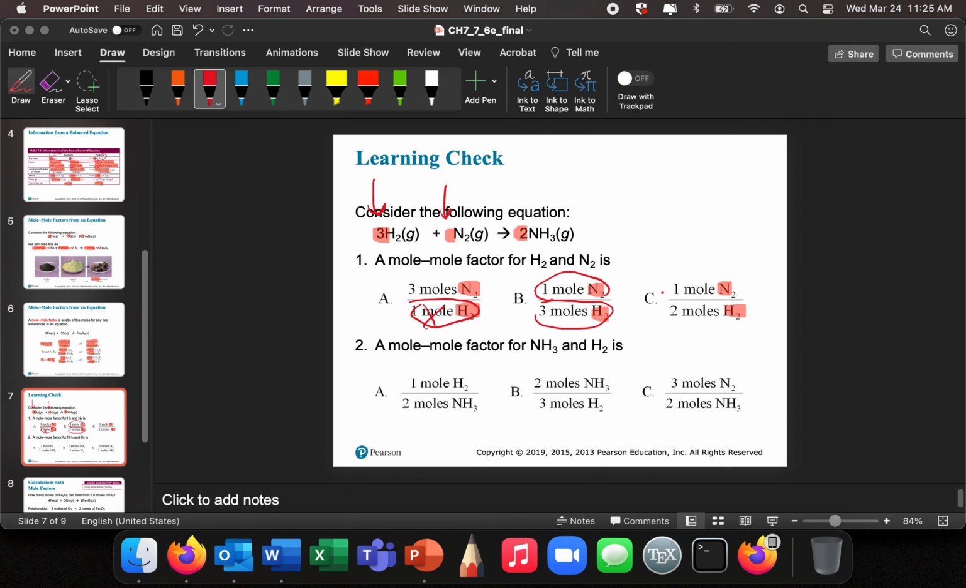That's right, okay? It's not going to be this one, so it looks like this is my answer right here, right? Because it's not 2 moles of hydrogen, it's 3 moles of hydrogen, right? So pause the video and do number 2 on your own.